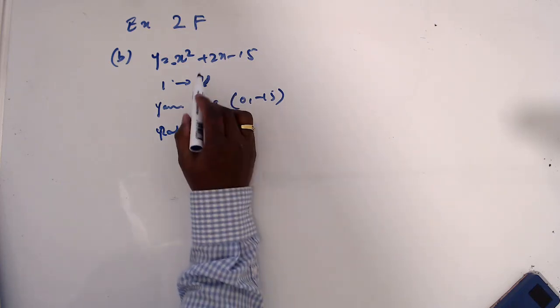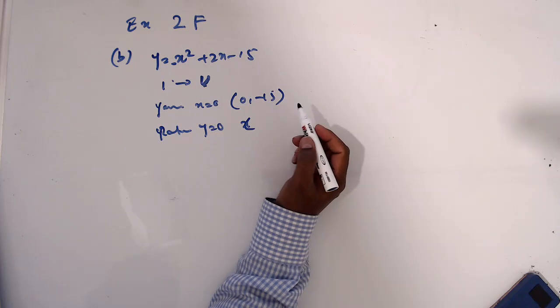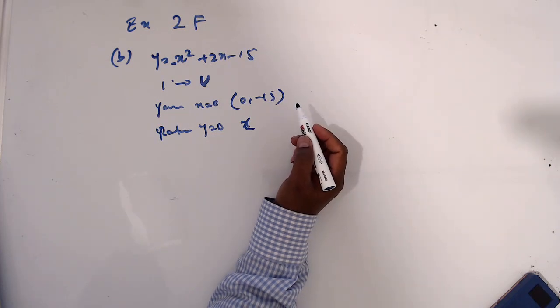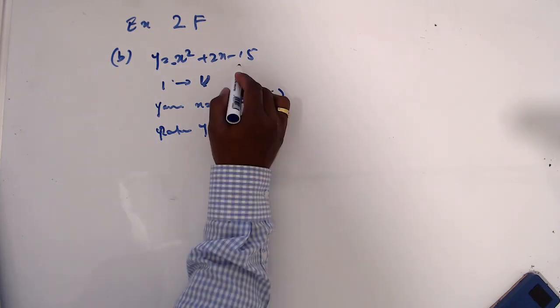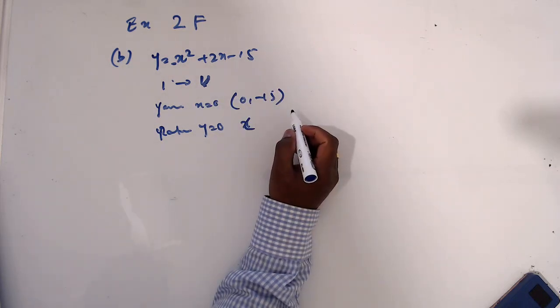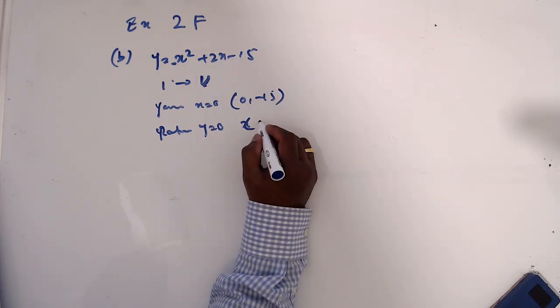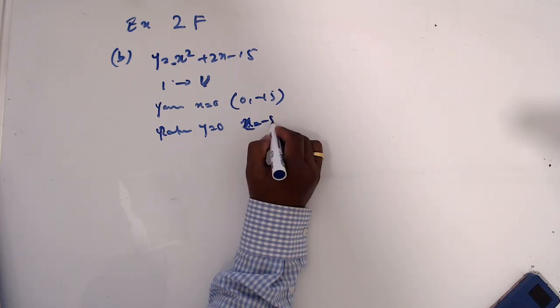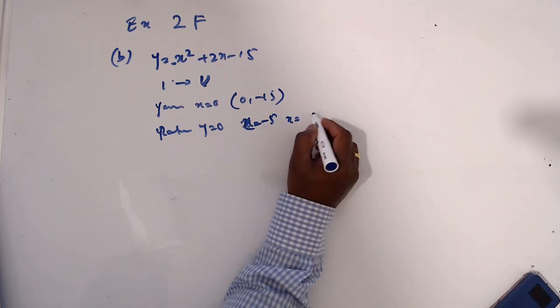So what are the values? x square plus 2x minus 15. So we can see that plus 5 and minus 3. So hence x equals minus 5 and x equals 3.